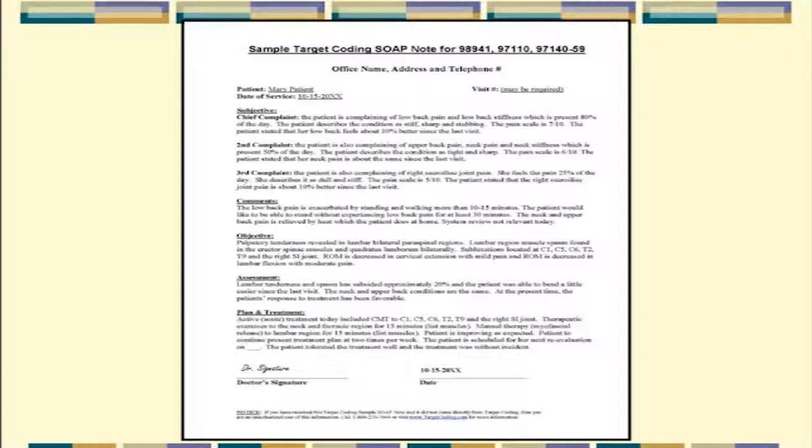Plan for treatment to include the specific bones that are being adjusted, exactly how many minutes you're performing any of the time-based codes, and the muscles that they're being done on. Patient improving as expected, patient to continue present treatment plan of 2 times a week, patient is scheduled for her next reevaluation on, put a date in there. Patient tolerated the treatment well, the treatment was without incident. Every SOAP note should have the patient's name and date, your office name, address, phone number. Make sure you sign it.